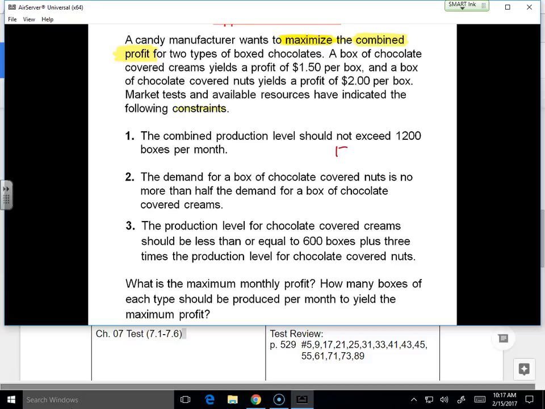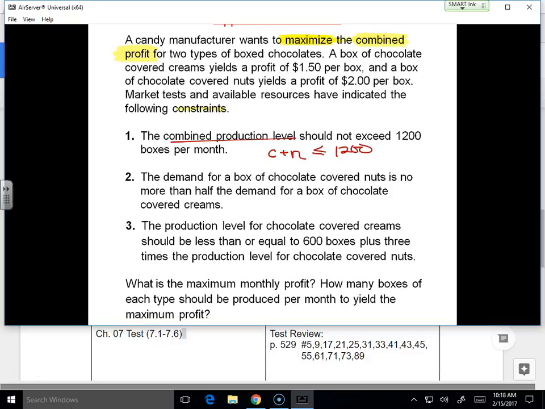Less than or equal to. Is that both boxes or one specific type? Both. So we have the creams and the nuts. How many of the C's we make and how many of the N's we make? How many boxes of one, how many boxes of the other? Maybe they start losing money if they produce any more than that. I don't know.